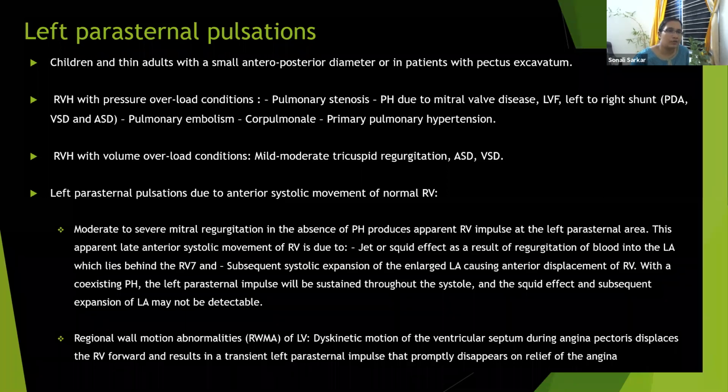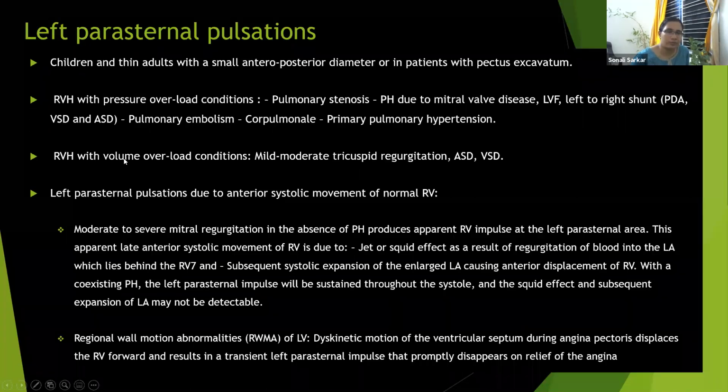Normally, the area of the heart which is in the left parasternal region is the right ventricle. So right ventricular hypertrophy will lead to a left parasternal pulsation. This right ventricular hypertrophy can occur with pressure overload conditions, pulmonary stenosis, pulmonary hypertension due to mitral valve disease, commonly mitral stenosis, or left ventricular failure, or left to right shunts like VSD and ASD. Or it can occur in pulmonary embolism, primary pulmonary hypertension, or cor pulmonale.